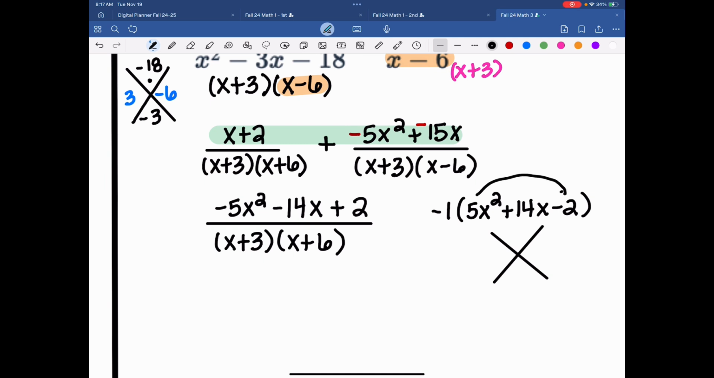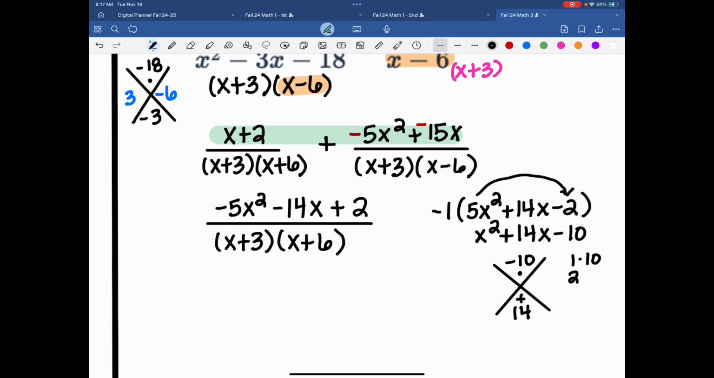So I would slide that over, and by sliding that over, this is going to turn into negative 10. So we have x squared plus 14x minus 10. So we need two numbers that multiply to give me negative 10 but add to give me 14. Again, my options are going to be 1 and 10 and 2 and 5, which cannot work. So this is not reducible, so that would be my final answer.